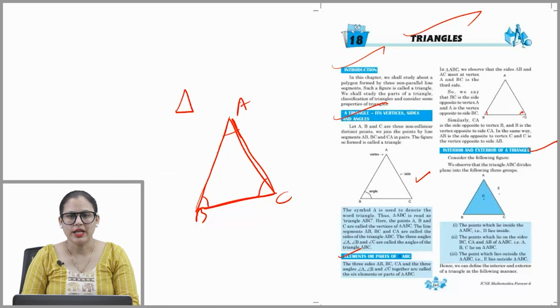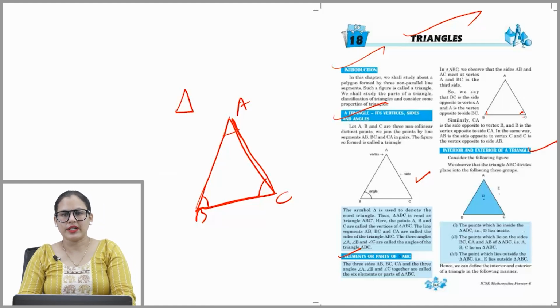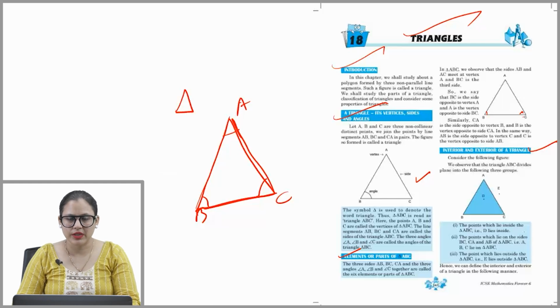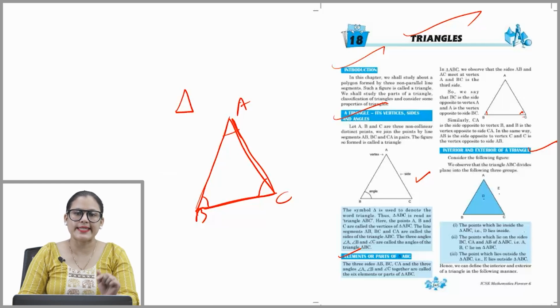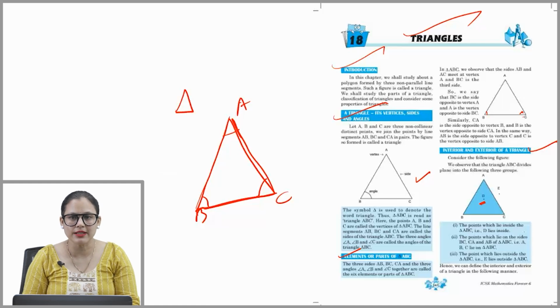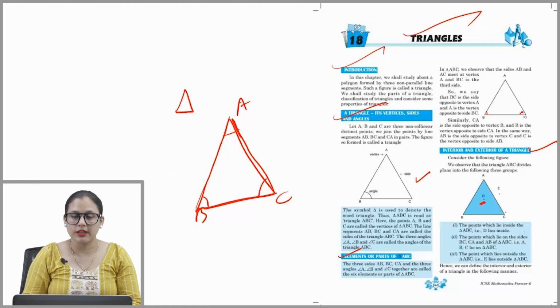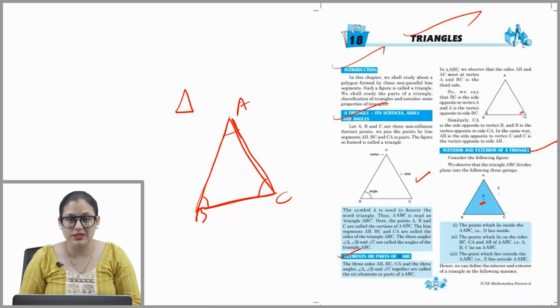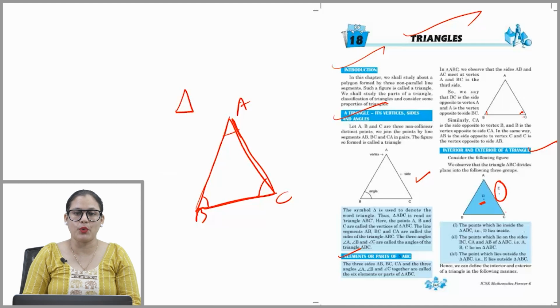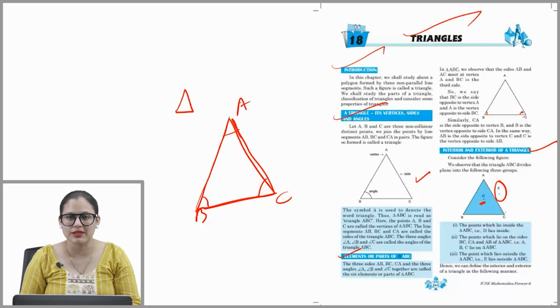Interior and exterior of a triangle. Consider the following figure. We observe that the triangle ABC divides the plane into the following 3 groups. Number 1, the points which lie inside the triangle ABC, that is here D. D is lying inside the triangle. Number 2, the points which lie on the sides BC, CA, and AB of triangle ABC. These points lie on triangle ABC. And number 3, the point which lies outside the triangle ABC, that is this point E, lies outside the triangle ABC. Okay.